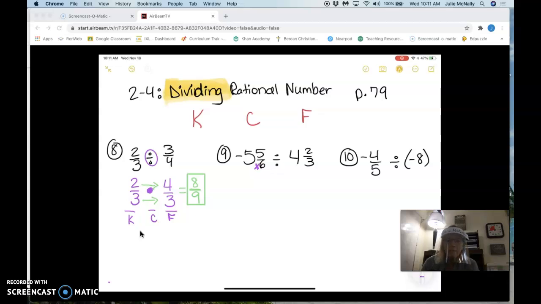6 times 5 is, anybody know? 30, good. So 6 times 5 is 30, and then plus 5, 30 plus 5, Cameron? Yeah, good. So the bottom number stays the same, and don't forget the negative.